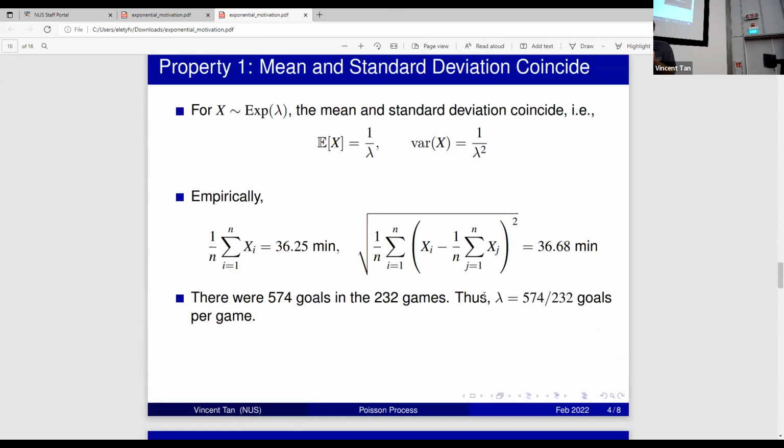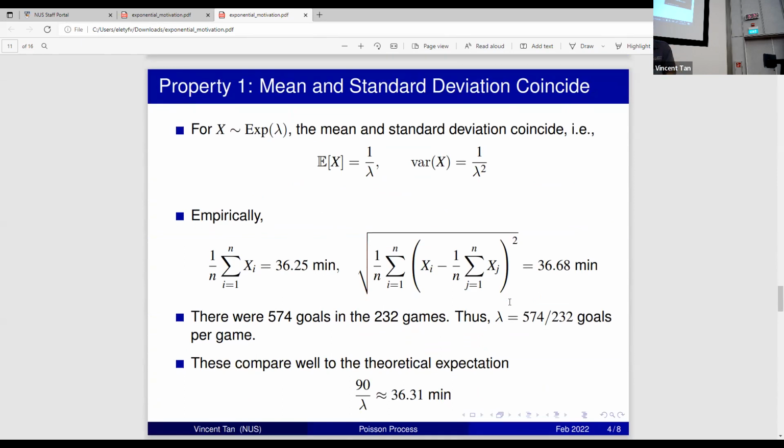Okay, so the lambda here is approximately 574, which is the total number of goals divided by the total number of games. And this compares well to the theoretical explanation. So the exponential distribution is actually a reasonable model for the inter-arrival times of goals, as you can see from the data.